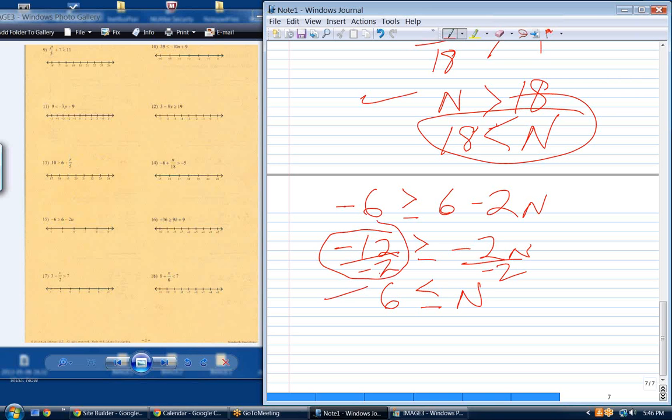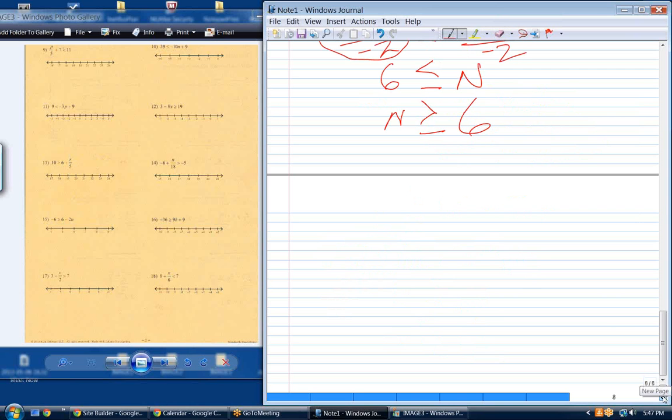Okay, and now what's the final step here? n is greater than or equal to negative 6. Not negative, or positive 6, my bad. So you would start at 6 with n closed, and then go right. Cool. Okay, 16.